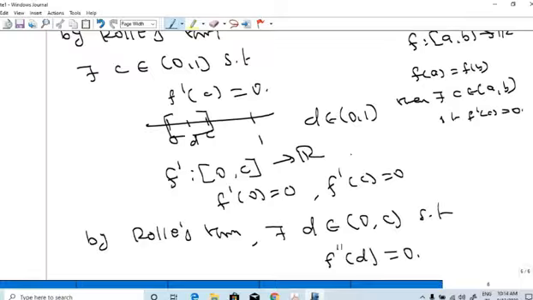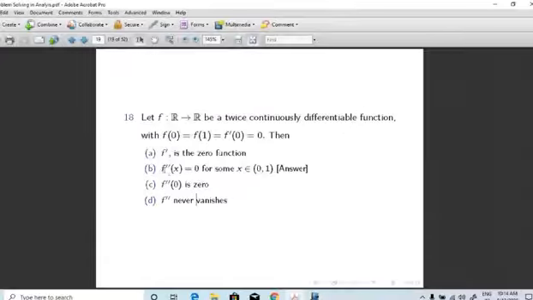Therefore, in this case there exists some d in the open interval (0, 1) such that the second derivative of the function is 0 at that point. So look at the second option: f double dash of x equals 0 for some x in the open interval (0, 1). By using Rolle's theorem, we get that the derivative of the function is 0 at some point. First you use Rolle's theorem for f, and then use Rolle's theorem for f dash, and we get f double dash of x equal to 0 for some x. So this is the answer.